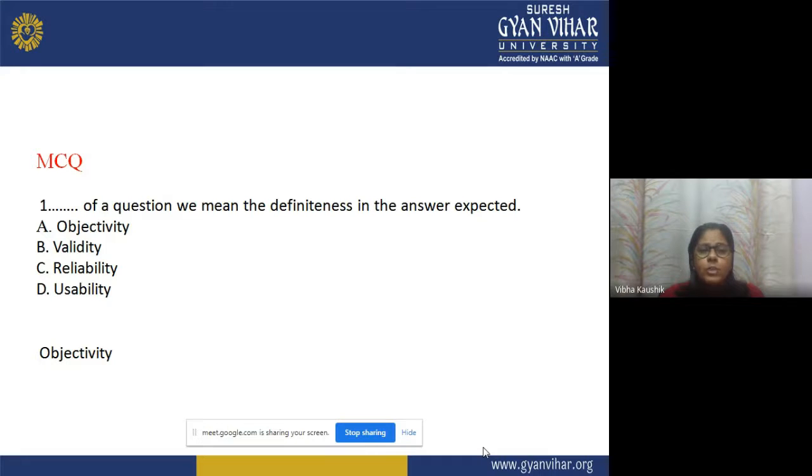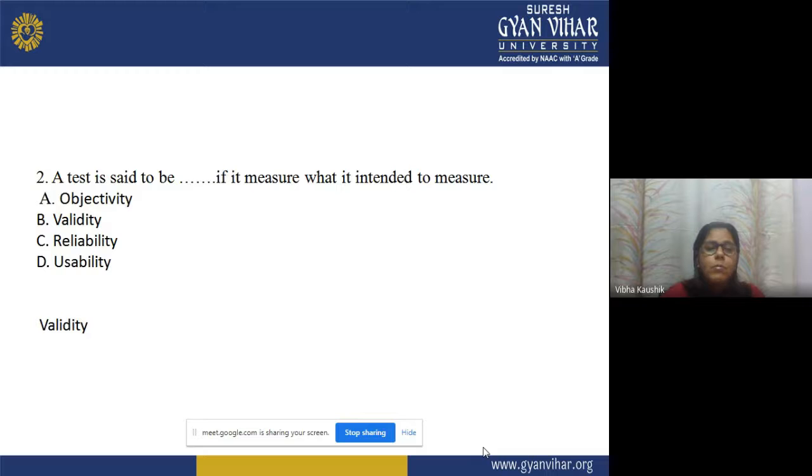Options are A. Objectivity, B. Validity, C. Reliability, or D. Usability. Now you have to choose the correct answer from the given choices, and the correct answer is option A, that is objectivity. Now, a test is said to be dash if it measures what it intended to measure. The options are A. Objectivity, B. Validity, C. Reliability, or D. Usability. The correct answer is option B, that is validity.